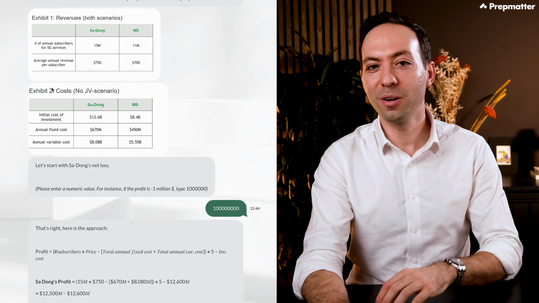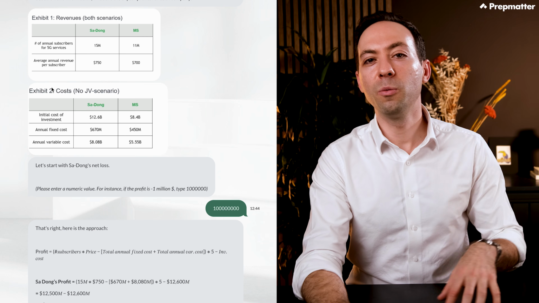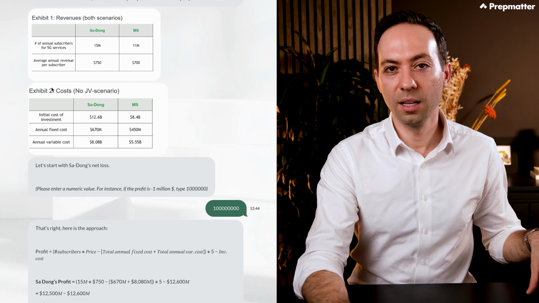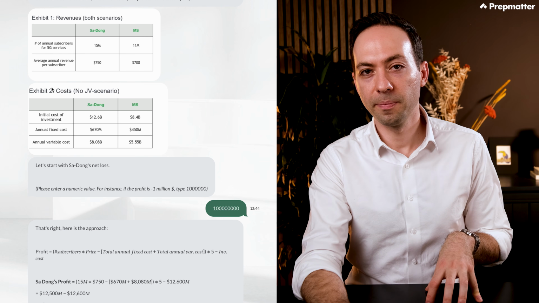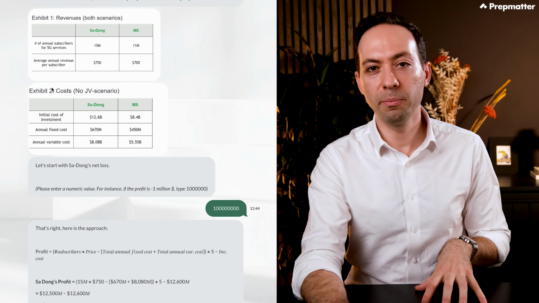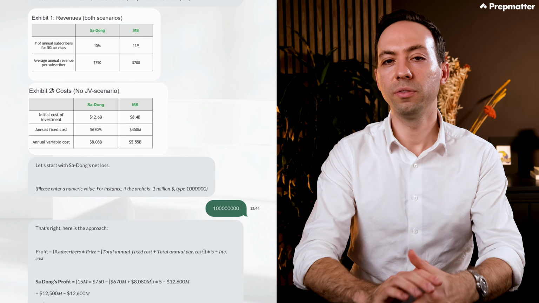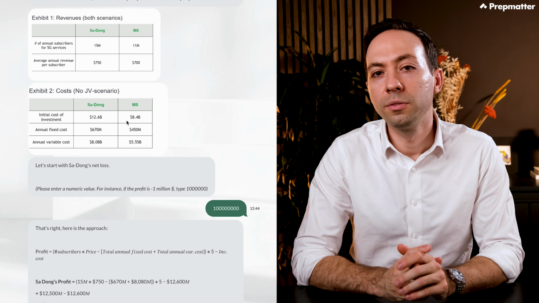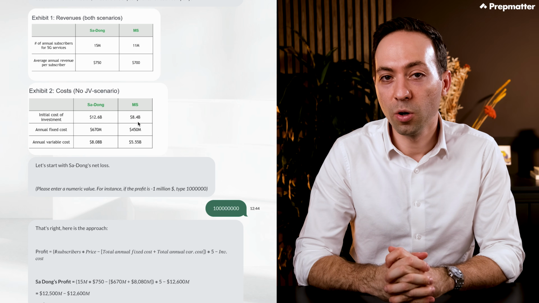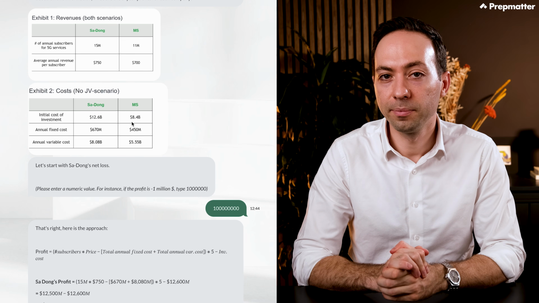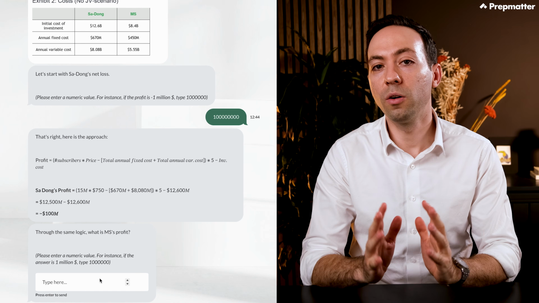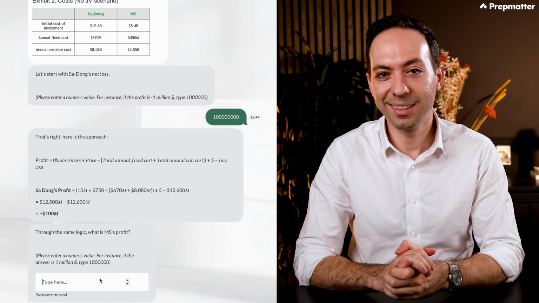Let's calculate the annual profits. $7.7 billion minus $6 billion. It's $1.7 billion. Multiplying this by 5 will give us $8.5 billion. Finally, let's deduct the initial investment cost of $8.4 billion. The total profit of MS is positive $100 million. Let's type it in.